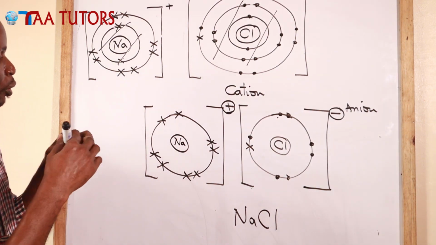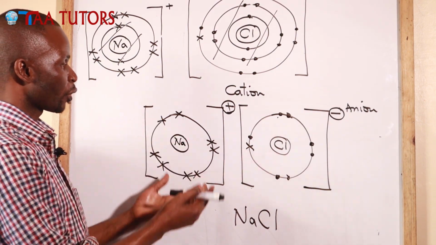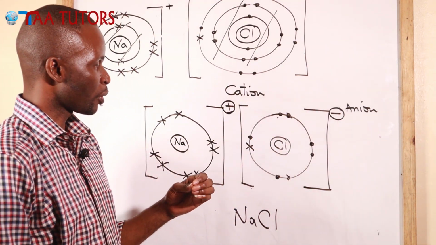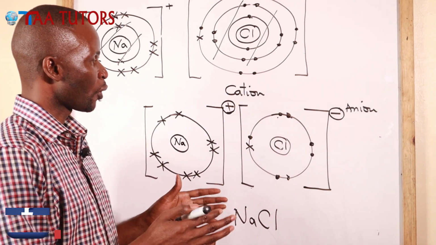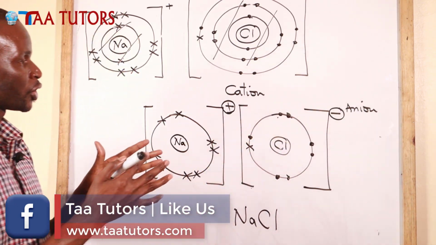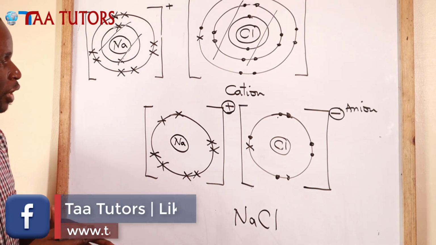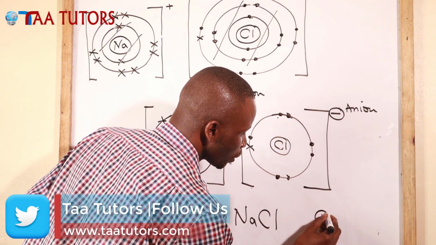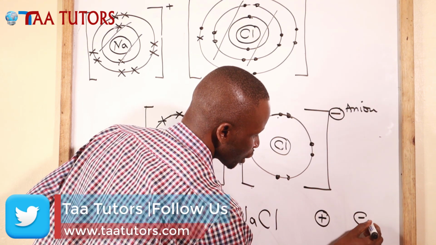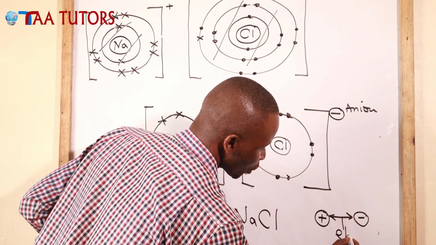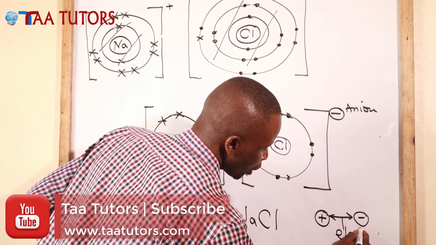We know that for them to be charged, sodium had to lose an electron for it to be stable. For this one to be an ion, it needs to gain 1 electron to be stable. But once they are stable, then they form charges. These charges then attract each other, and that's where bonding now comes in. We know the force of attraction between positive and negative charges. This force of attraction, we normally say it's the electrostatic force of attraction.